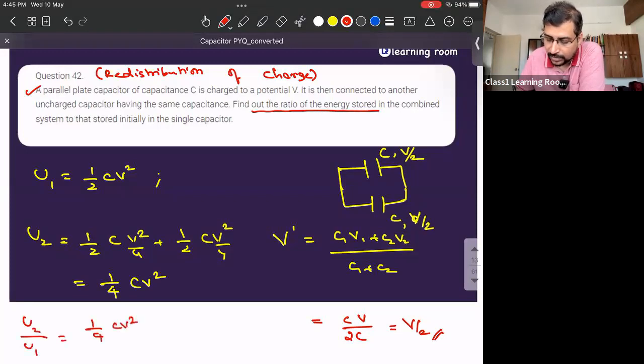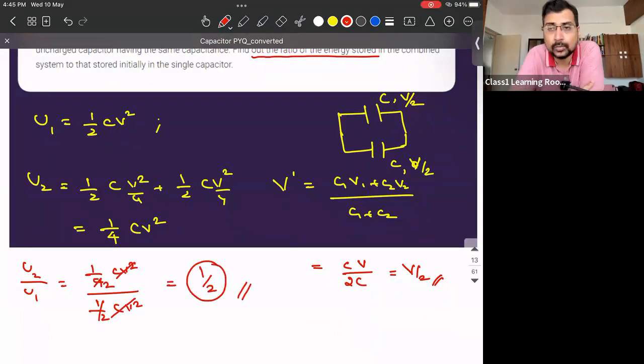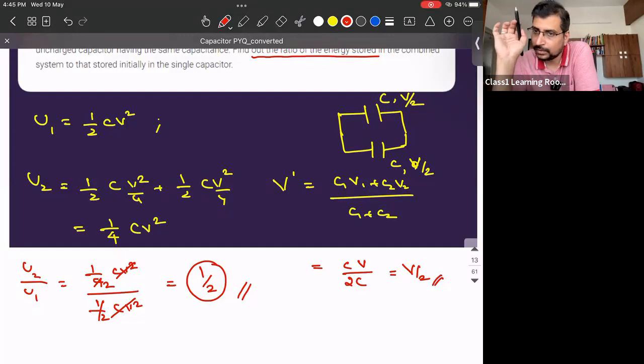So 1/4 times CV square divided by half CV square. This will cancel, 2 times. So CV square and CV square are gone. Answer will be 1:2. So energy will actually fall by a factor of half. This we have seen also many times. Like we did 2 problems based on this. One was the example problem, one was the exercise problem. In both the cases, initial energy would have been double the final energy. That is how it works.